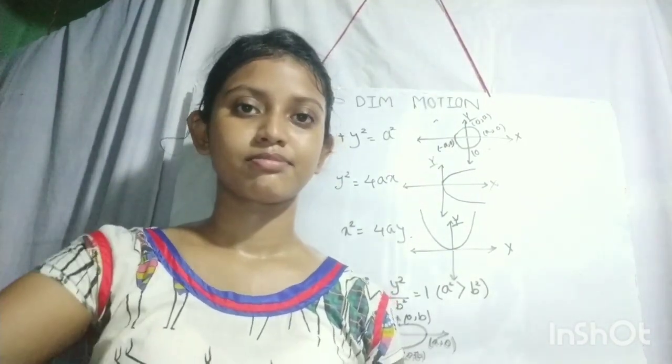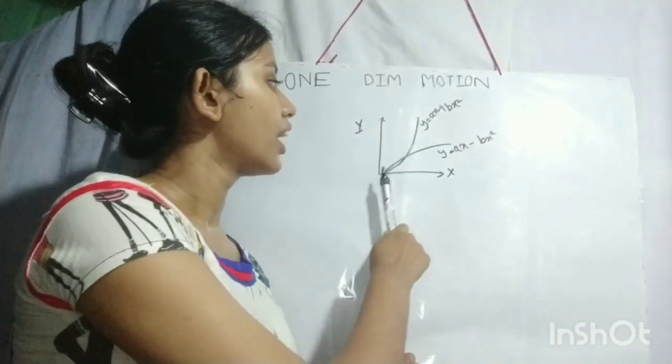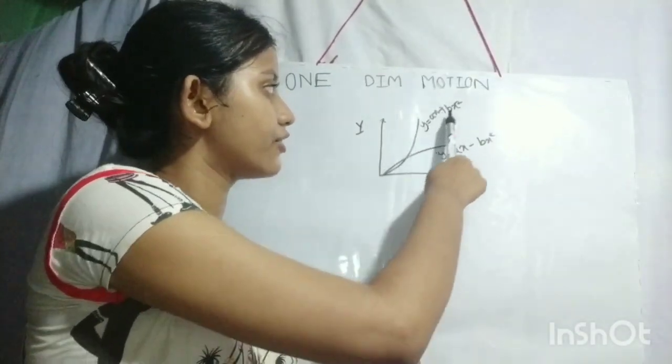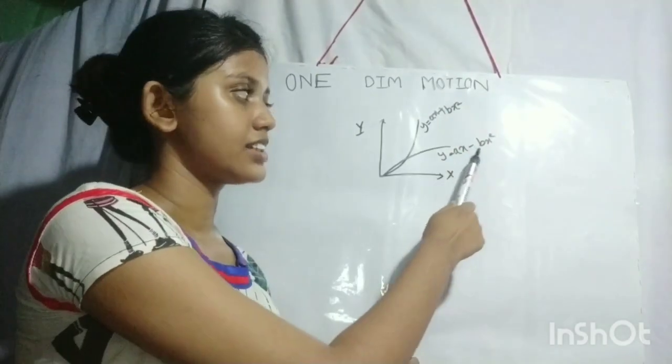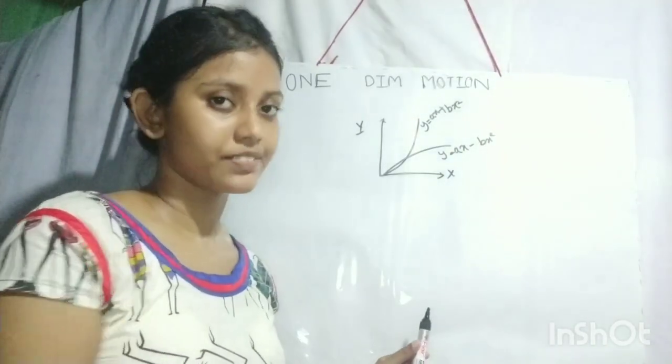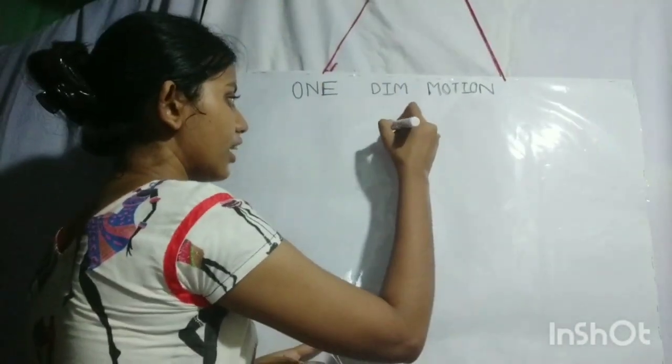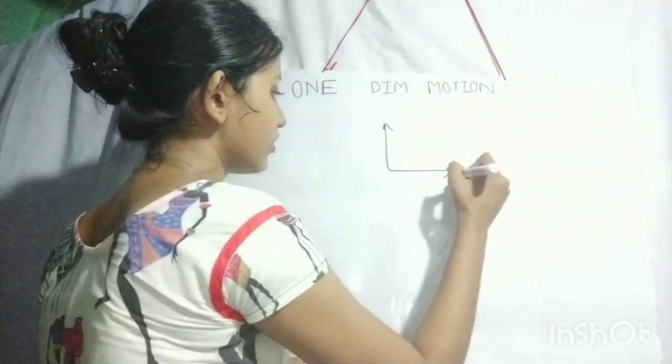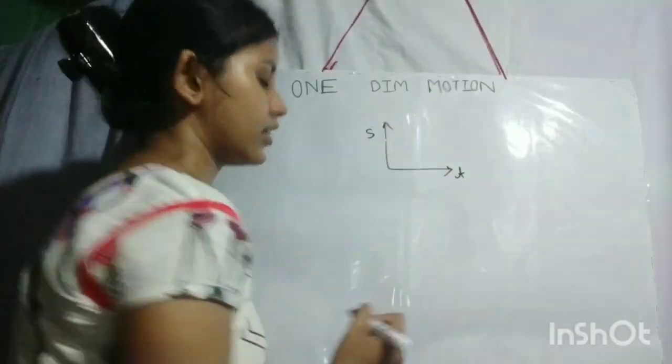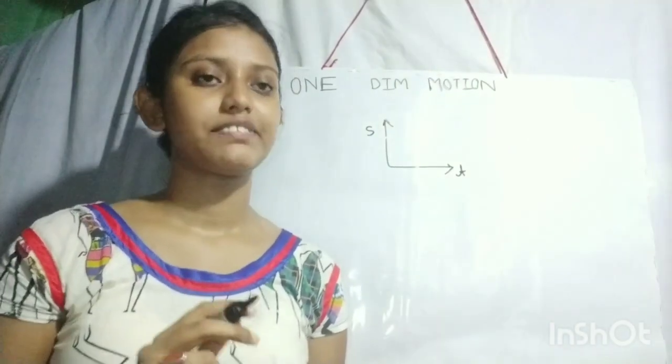Okay, this is another curve. Okay, this is the curve of y equals ax plus bx square, and this is the curve of y equals ax minus bx square. And let's friends talk about some cases of the velocity time graph or displacement time graph at different conditions. Okay, let's take a look at the s-t graph, that is the time and displacement graph.